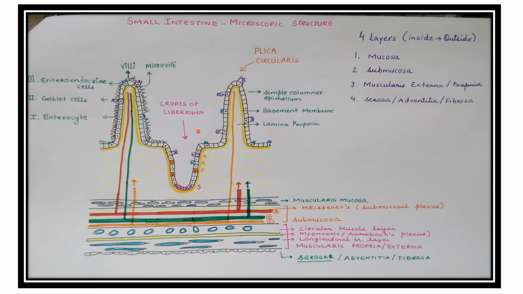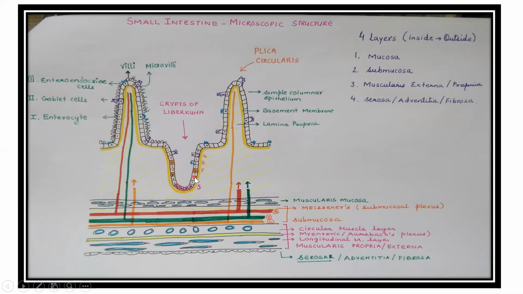Now coming to these depressions, they are known as the crypts of Lieberkühn. Crypts of Lieberkühn, or just crypts, are simple tubular intestinal glands that invaginate, so they go deep down, deep into the lamina propria. They are present between these plica circularis layers throughout the length of the intestine, and they are also lined by columnar cells.